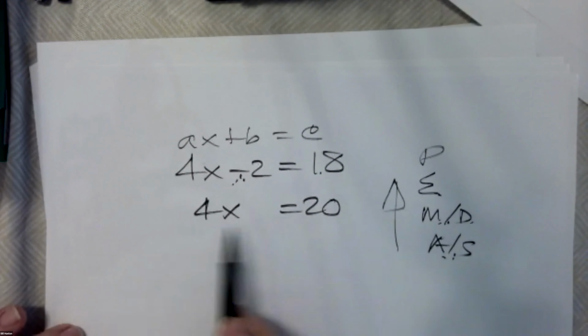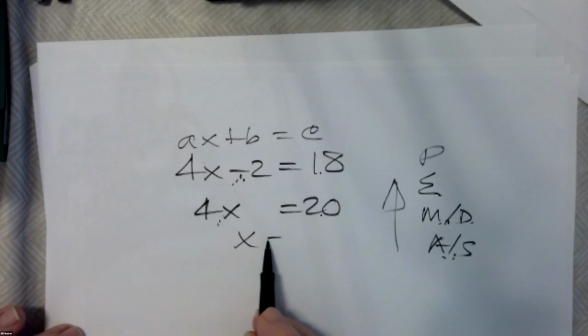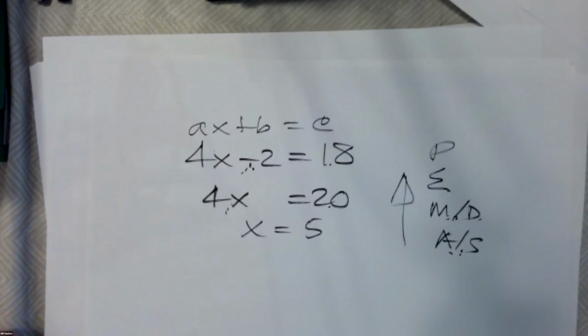I now look at this and I have a multiplication. How do I get rid of a multiplication? I do the opposite, divide by 4, divide by 4. So x equals 5. Now, the nice thing about math is you can never make math more difficult. All you can do is make it longer.